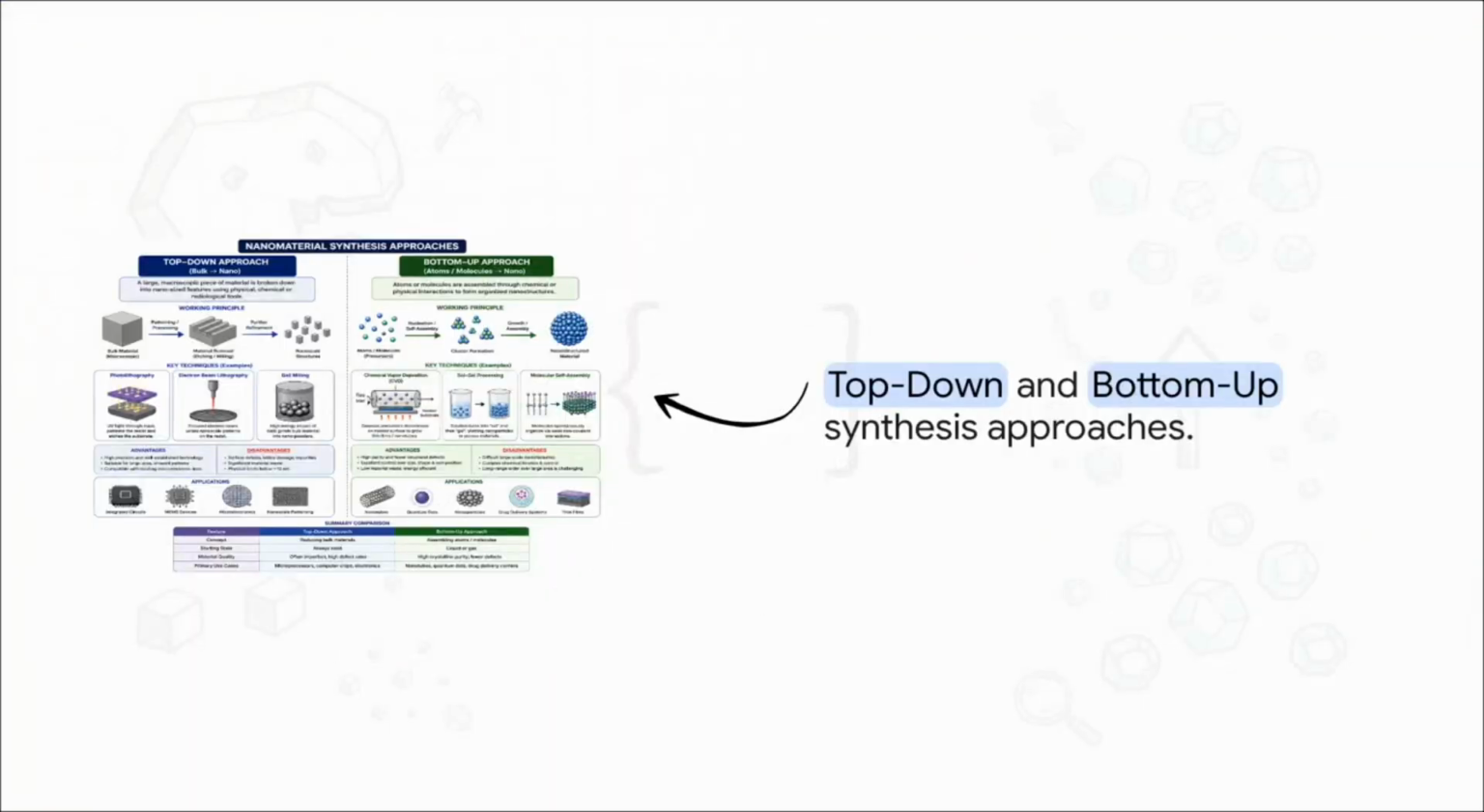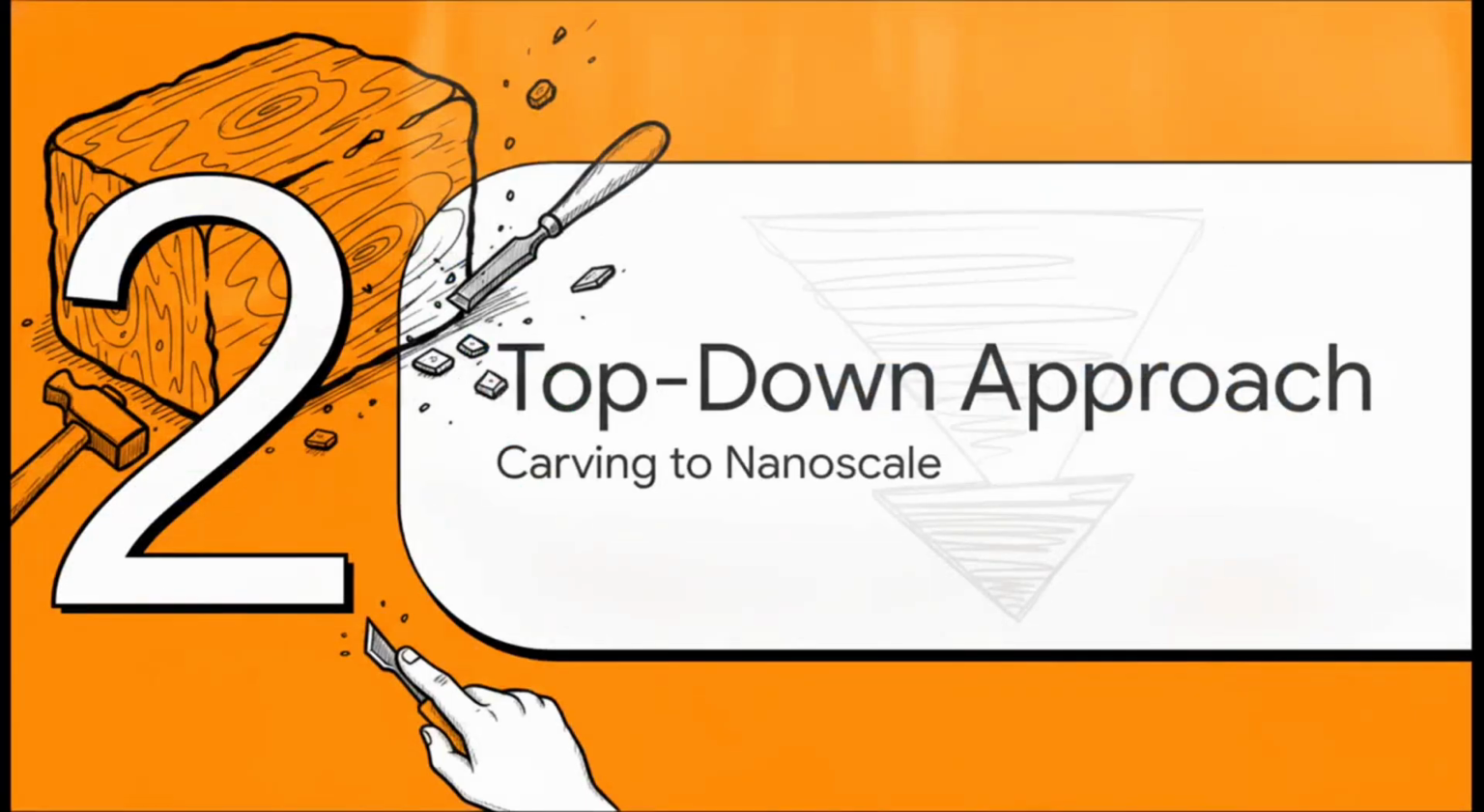Looking at the big picture here, the creation of nanomaterials is quite literally split right down the middle into two fundamentally opposite philosophies. You've got the top-down approach, taking bulk material and forcing it down to the nanoscale. And on the flip side, you have the bottom-up approach, where you start with individual atoms and molecules and assemble them into nanostructures. Pretty much every single smart device you use today relies on a choice made between these two very distinct pathways.